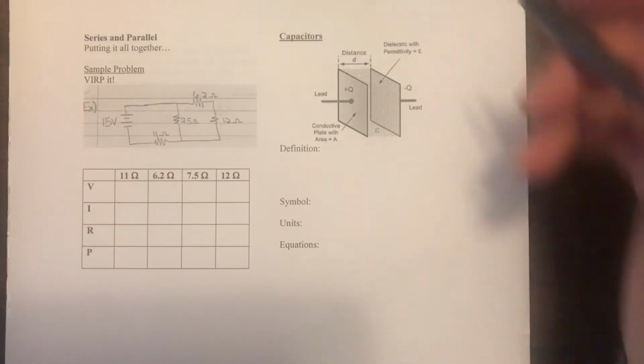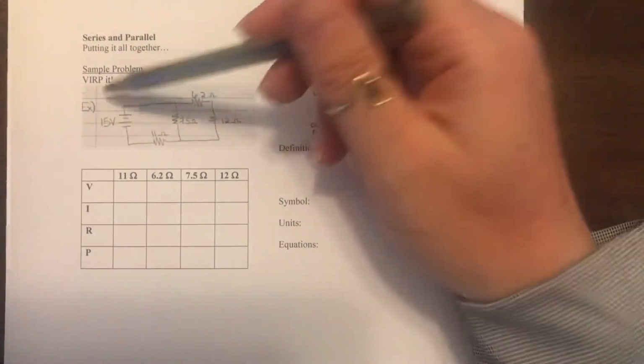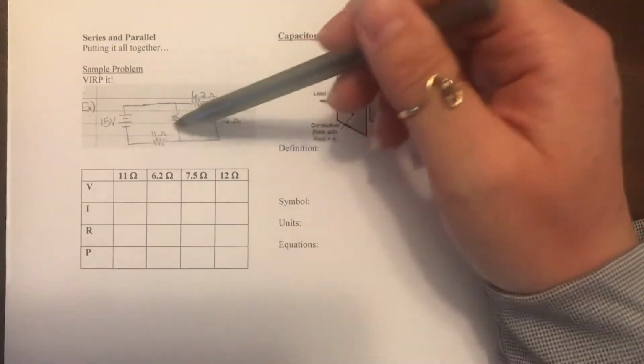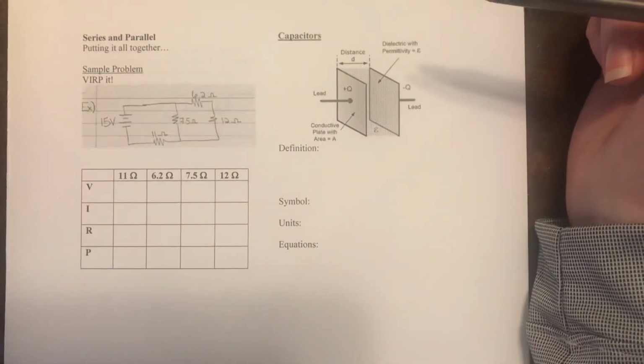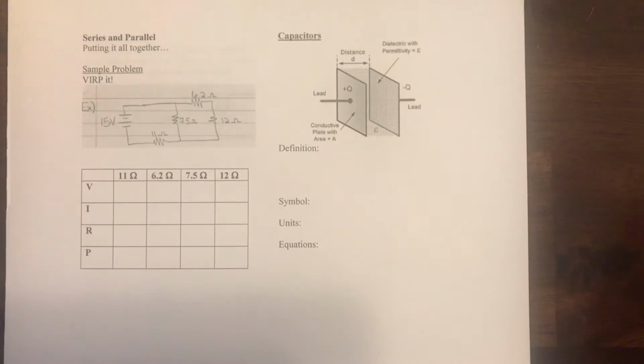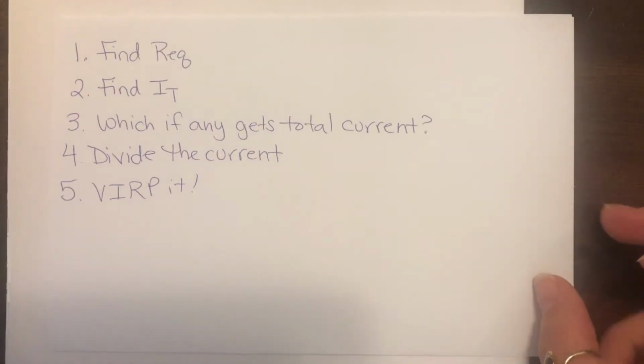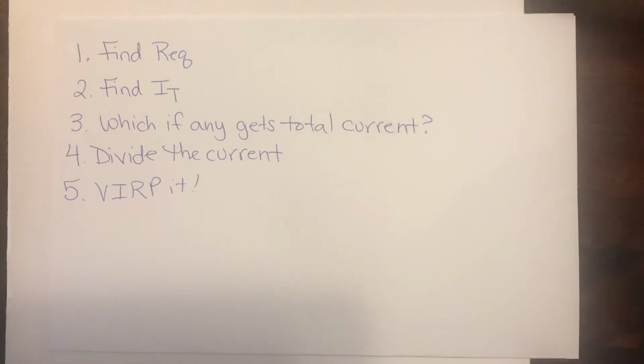Okay, so here we go. Now we're going to put it all together, and as you can see here, we've got a circuit that has resistors that are both in series and parallel, and it looks kind of like a mess. Now, lucky for you, I have come up with 5 steps that we're going to use for every one of these problems that we solve.